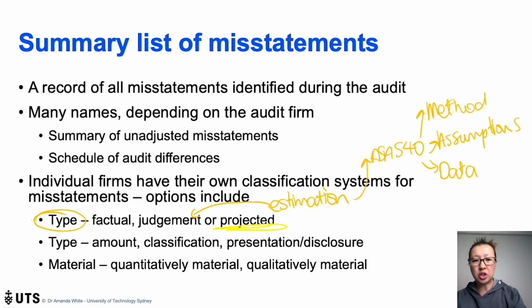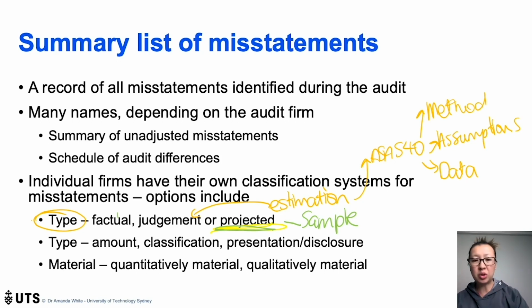And then the third one is projections. Remember, projections are always going to be harder to persuade the client on because in a projection, you've only tested a sample of transactions. You haven't tested all of them. So in that instance, the more evidence you've got, the better that you might be able to convince them.